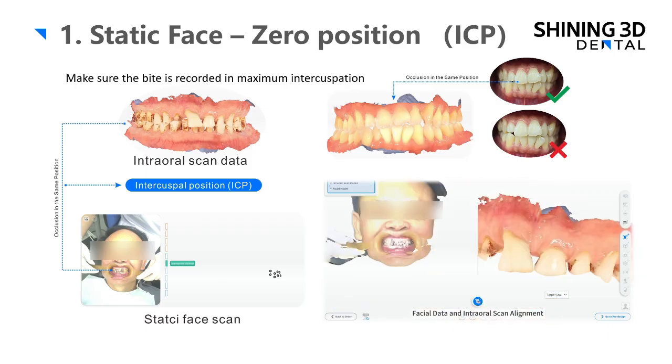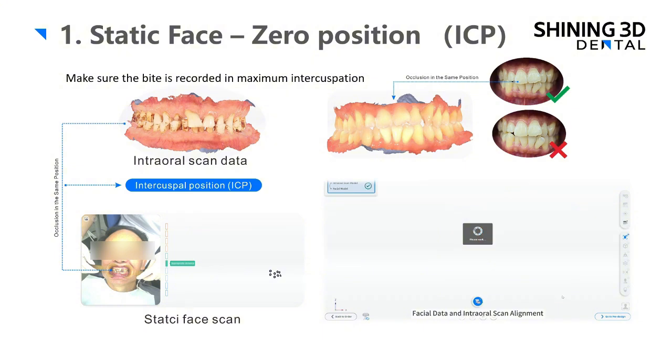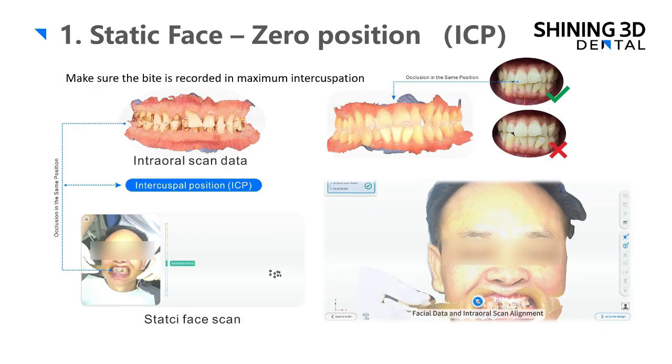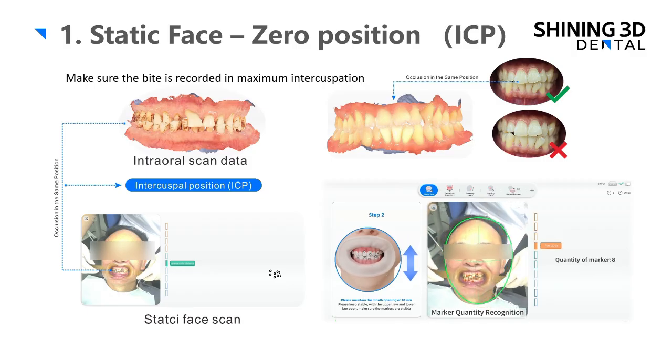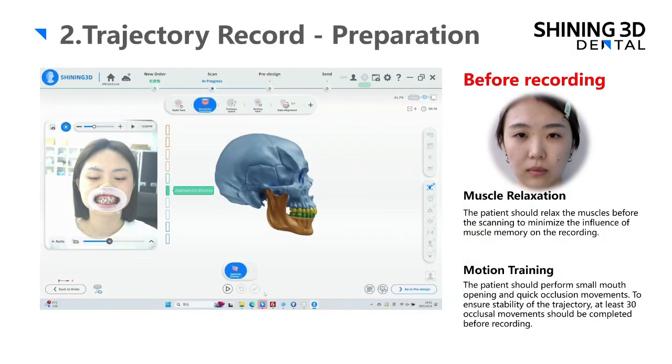And once it's aligned with the facial scan data, once the alignment is done, this is the zero position for the trajectory tracking and also the jaw relationship adjustment. And now we can enter the trajectory recording part for the optimal jaw relation.